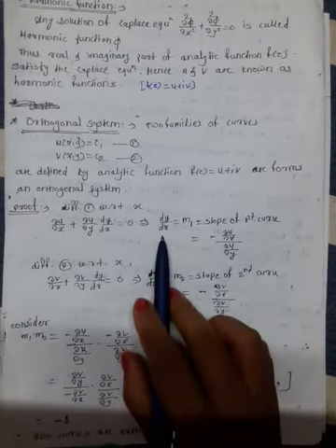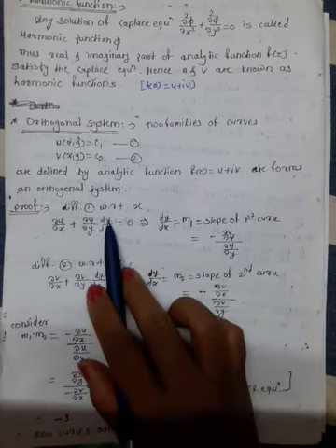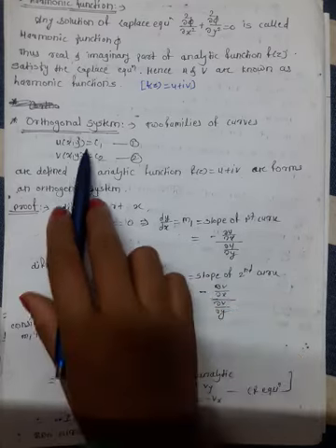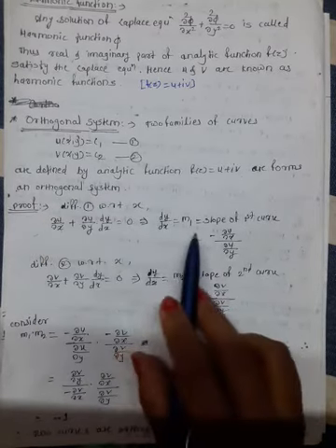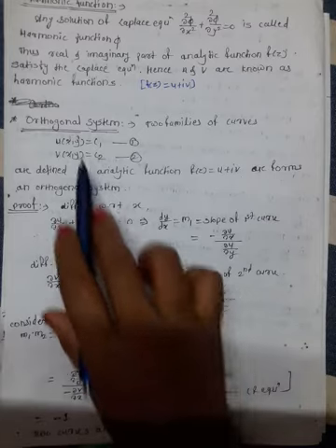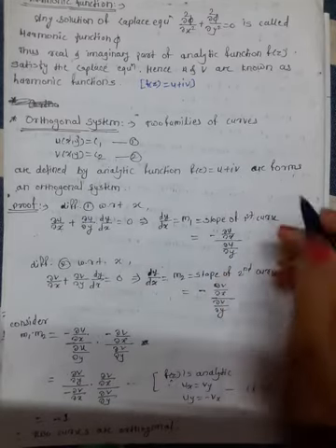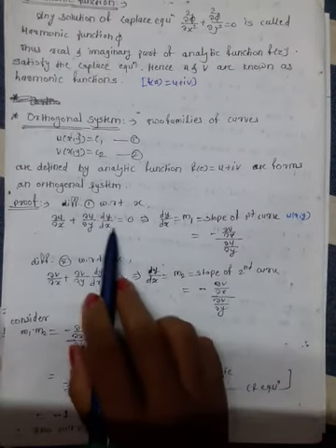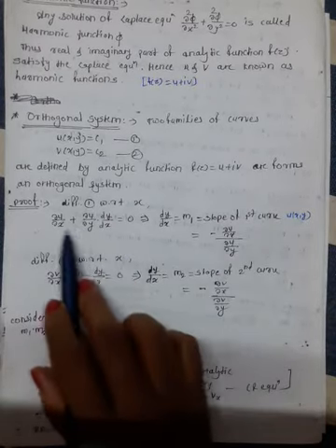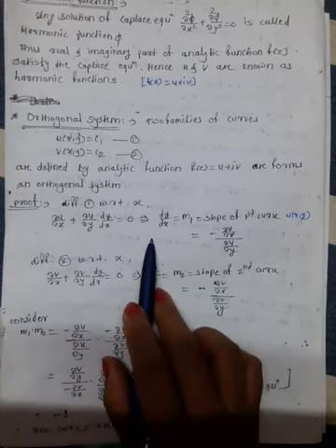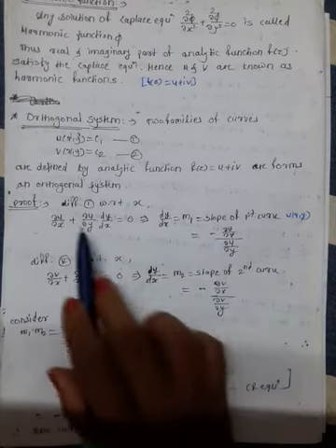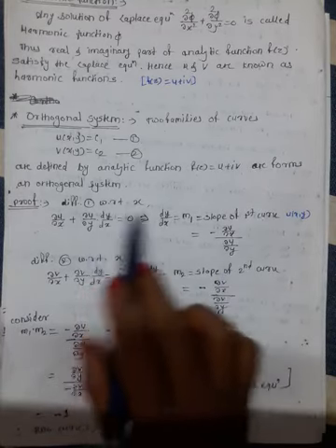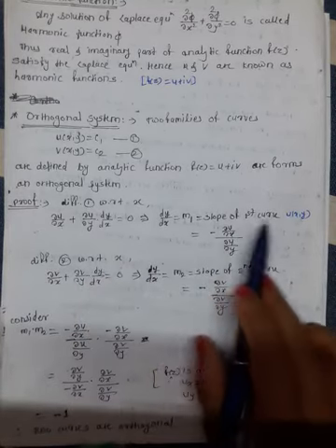Therefore, we have to find dy/dx from this equation first. dy/dx is m1, for suppose this is the first curve, that's why we are denoting m1 as the slope of the first curve u(x,y) = c1. Take dy/dx on this side, this term on that side, and divide. It must be minus (∂u/∂x) upon (∂u/∂y). This is the slope of the first curve.